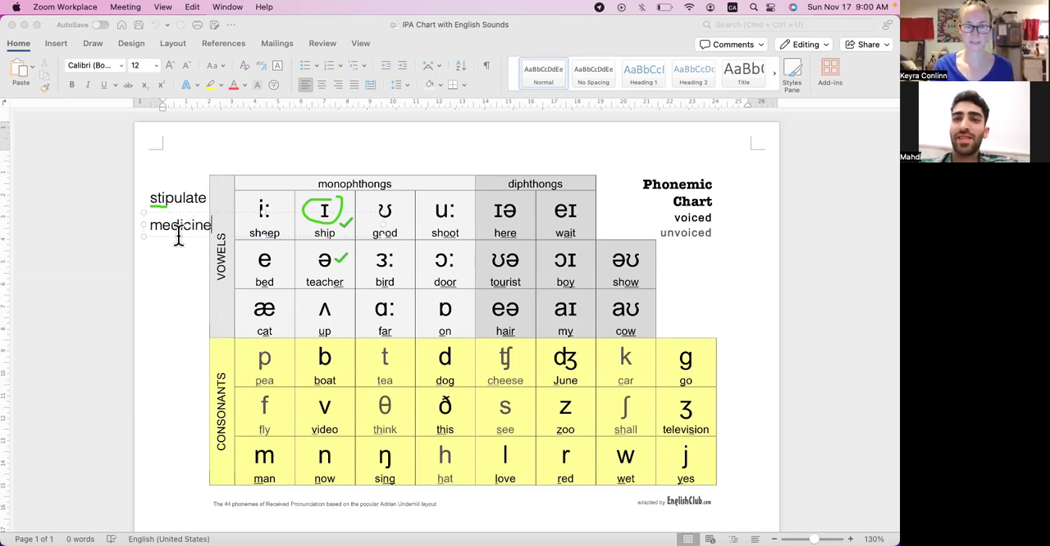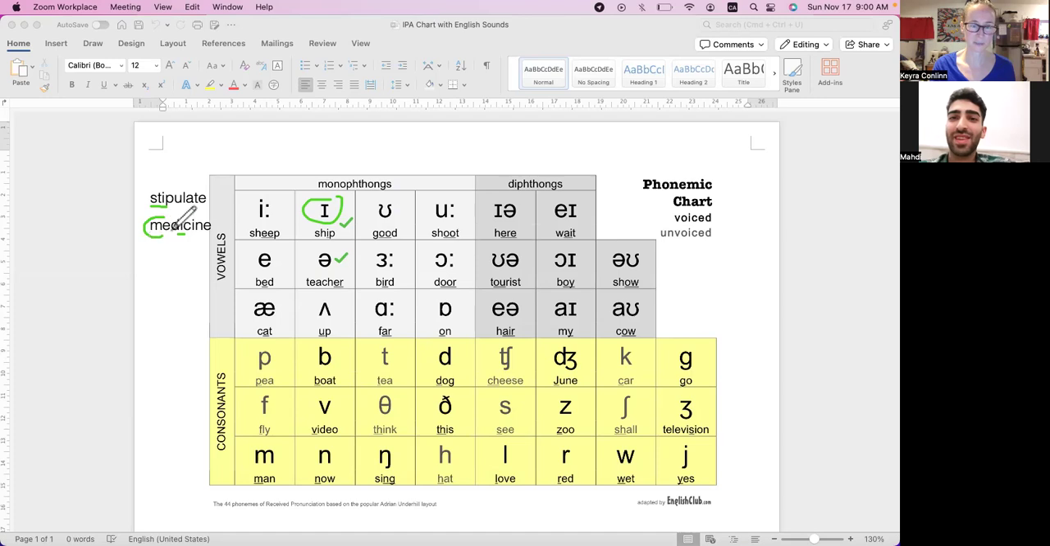Now let's try a word where we have both the I sound and the schwa sound. So we have two I's. In this word, which one do you think is the schwa? Say the word: medicine. Which one do you think is the schwa? Is it the second one? You're correct, because this is not the stressed syllable, right?